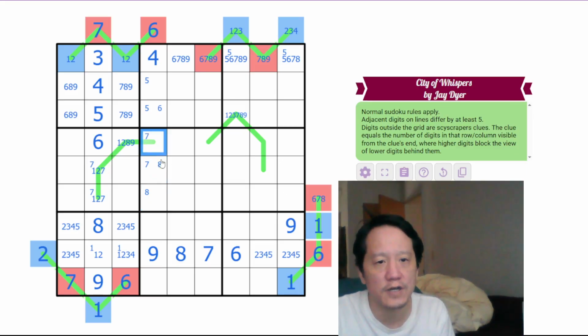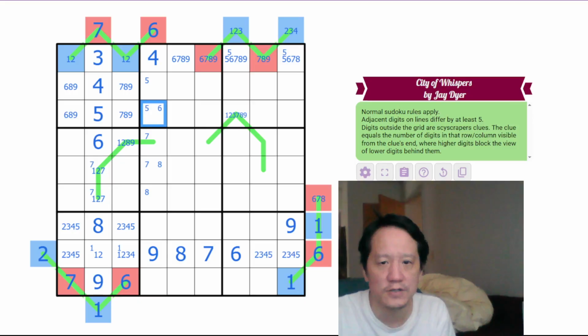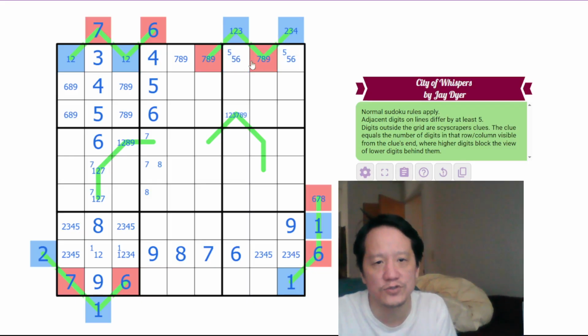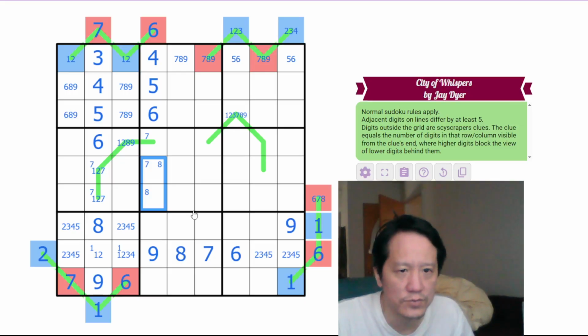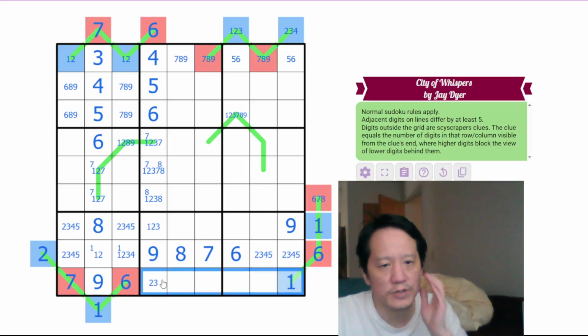This can't be 6. So since this can't be 6, where does it see 6 in column 4? It must see 6 here. Also 5's there, so 5 has to be there. These cannot be 6, which means this is 7, 8, and 9 as a triplet, which eliminates 7, 8, and 9 in the rest of the row. So this is 5, 6 as a pair. We have 7 guaranteed as one of these two, 8 guaranteed as one of those two. So we have 7, 8, and then the rest are 1, 2, and 3. This can't be 1 because of 1 in the row.